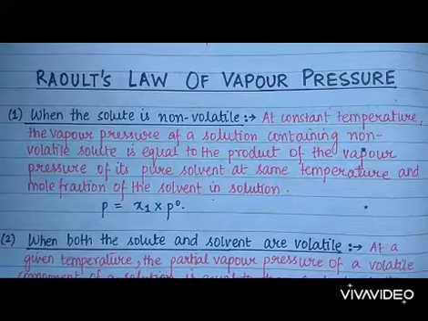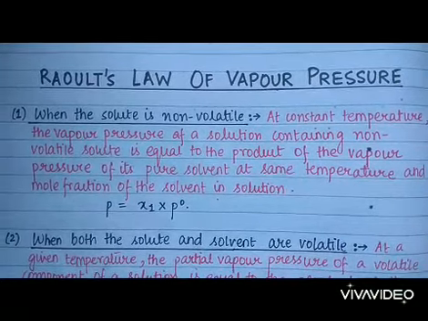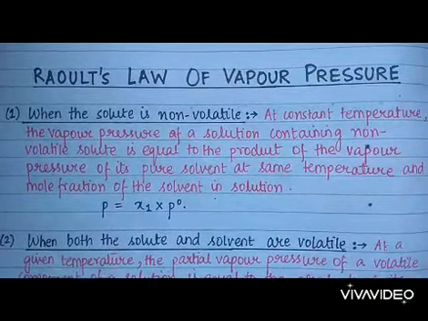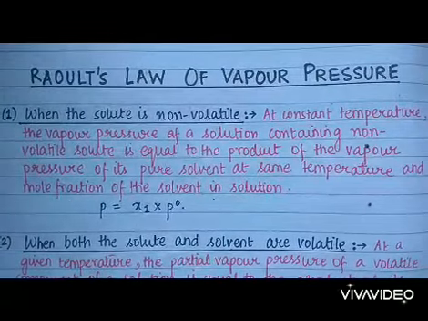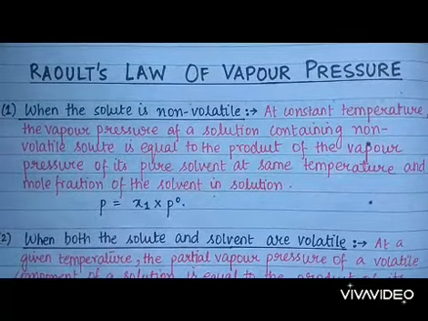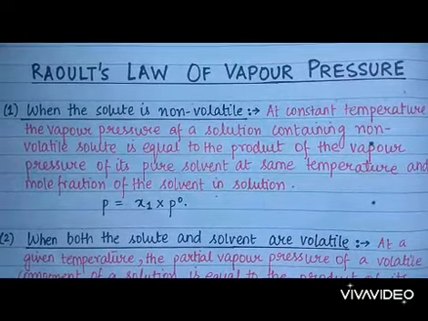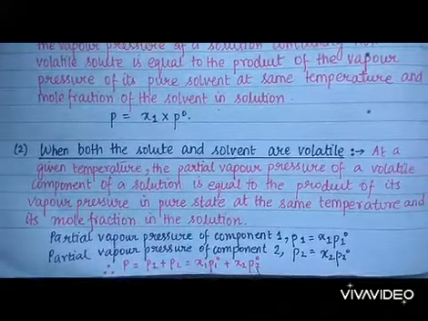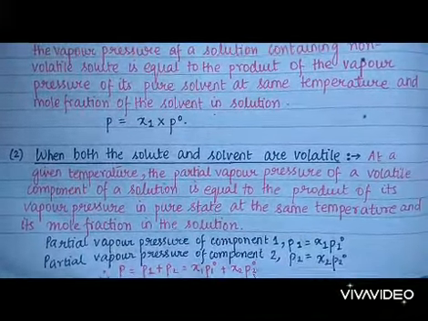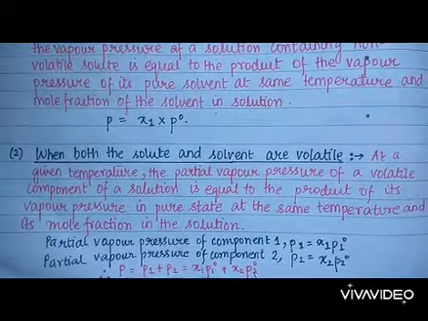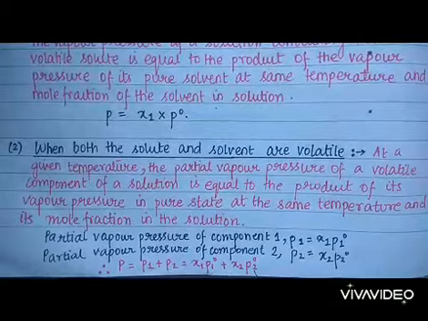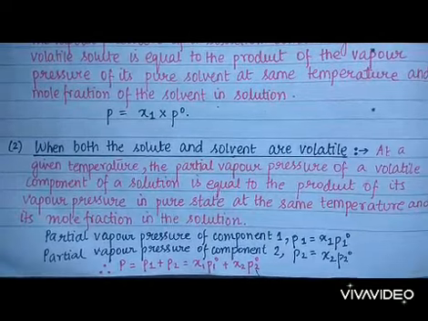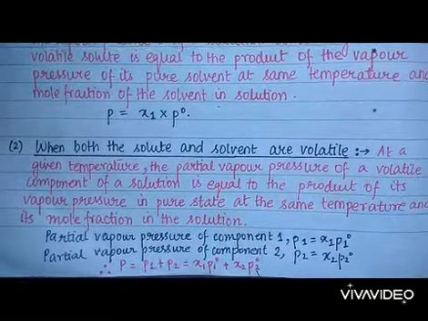Here we have Raoult's law of vapor pressure. So as you can see, there are two laws of vapor pressure. One, when the solute is non-volatile, and second, when both the solute and solvent are volatile. We also have the relations P is equal to x1 into P0, where P0 is the vapor pressure of the pure solvent. And in the second one, we have the total vapor pressure of the solution given by P1 plus P2, that is x1 P1⁰ plus x2 P2⁰. P1 is the partial vapor pressure of component 1 and P2 is the partial vapor pressure of component 2.